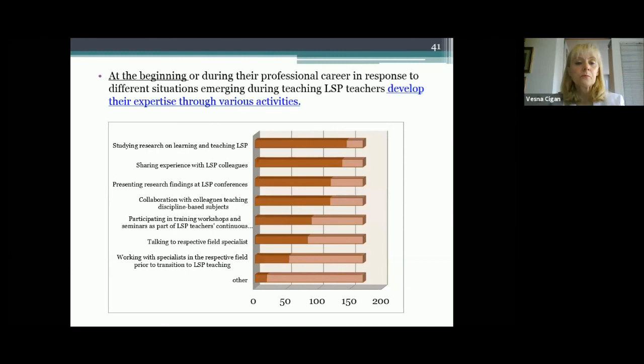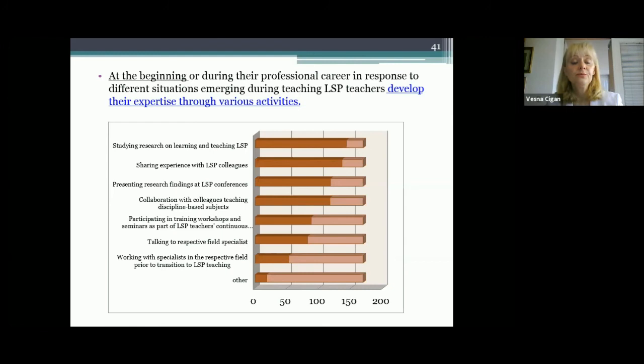The next thing I was interested to know was how LSP teachers developed their expertise at the beginning or during their professional career. From the 8 options available, the respondents were offered to choose as many as they deemed appropriate. Given the limited provision of LSP teacher specialized education, the most common self-development activity was studying research on learning and teaching LSP. This item was selected by 143 respondents. Slightly fewer of the teachers, 136, shared experience with LSP colleagues.